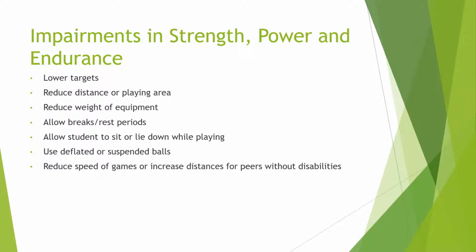For impairments in strength, power, and endurance, strategies include lowering targets, reducing distance or playing area, reducing the weight of equipment, allowing breaks or rest periods, allowing the student to sit or lie down while playing, which is also a strategy for balance deficits, using deflated or suspended balls, and reducing speed of games or increasing distances for the peers without disabilities to travel.